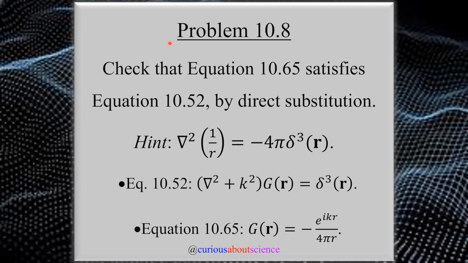So in problem 10.8, we want to check that equation 10.65 satisfies equation 10.52 by direct substitution. And here they give us a hint where the del squared, or Laplacian, of 1 over r gives us negative 4 pi delta cubed of r. So this is just a spherical system here where r is the vector from the origin. And here we reformatted the Schrödinger equation into this form here. Okay, k has the nice square root of 2mE over h bar.